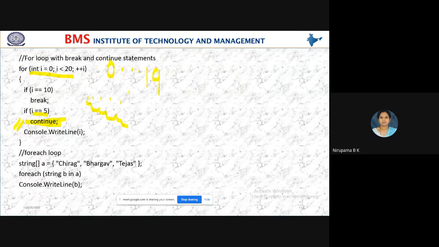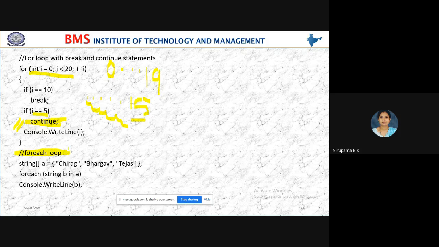Here, suppose you want to skip a particular value, I don't like 15 or I don't like 17. I don't want to display that value. Then we use this continue statement. If I write I is equal to 15, then it skips the particular value 15 and displays the remaining values. This is the use of continue statement.